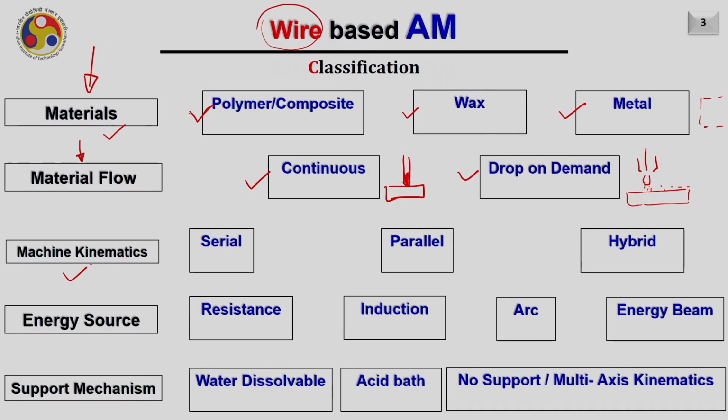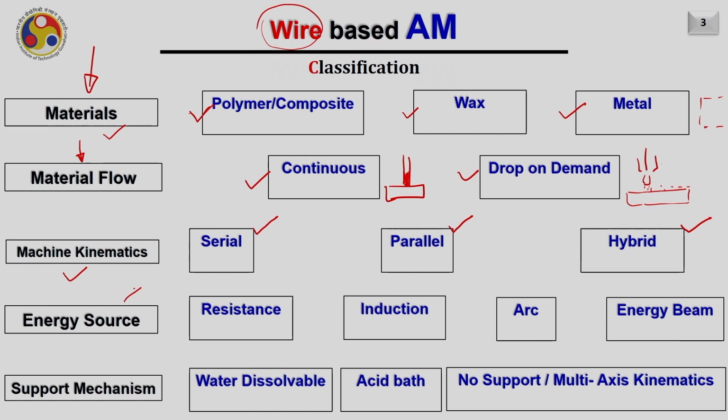Also, it has been found that the parts we create by wire additive manufacturing are huge in size. Due to that, we use different types of kinematics to take advantage of the build envelope. So, the build kinematics or the machine kinematics can be in the form of serial kinematics, or it can be the parallel kinematics of the machine, or it can be a hybrid kinematics. I will consider an example for each.